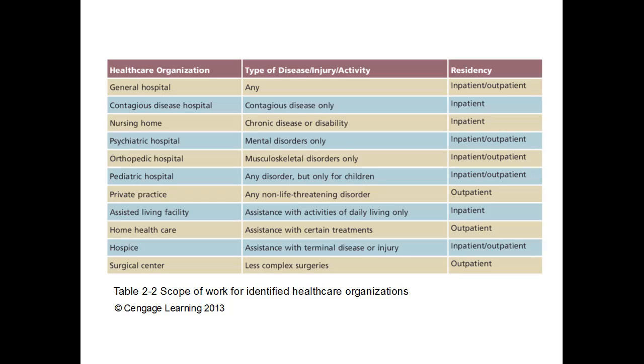Alright, in this table we have the scope of work for the identified organizations we've talked about so far. You have the type of organization in this column, the type of disease or injury that would be treated, and then the residency. For example, a nursing home would treat a chronic disease or disability, and that's an inpatient residency. Home health care would be assistance with certain treatments, and that would be done on an outpatient basis because you are treating that person at their home.